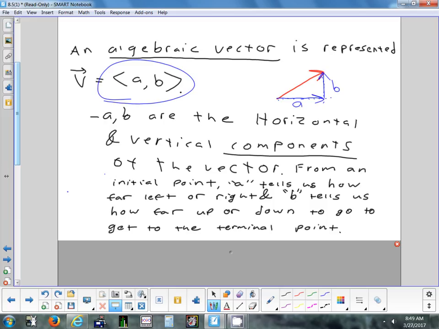It doesn't directly tell me the magnitude, but I think we could figure out the length of this line in red, right? If we know A and B. How could we figure that out? Yeah, we could do the Pythagorean theorem, and we'll talk more about that some point later on.